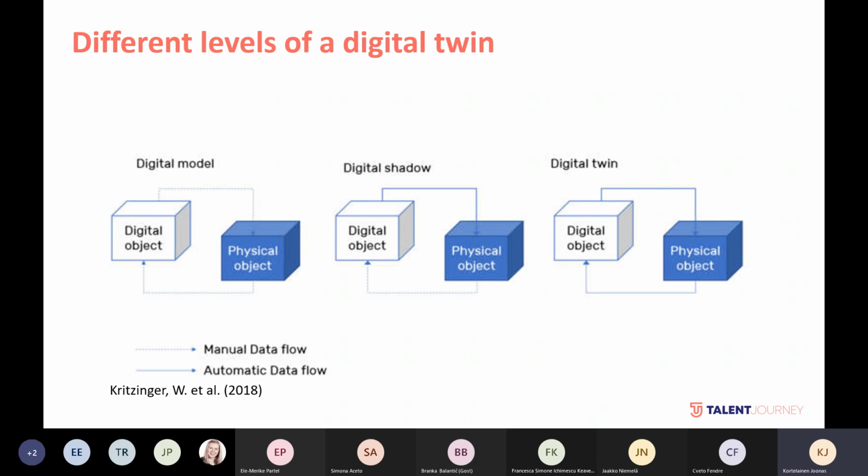What's the difference between them? What do they mean? Well, the digital model is a digital representation of an existing or a planned physical object, product, or robot cell, or a production facility. There's no data exchange between these two objects. I mean, no automatic data exchange between these.